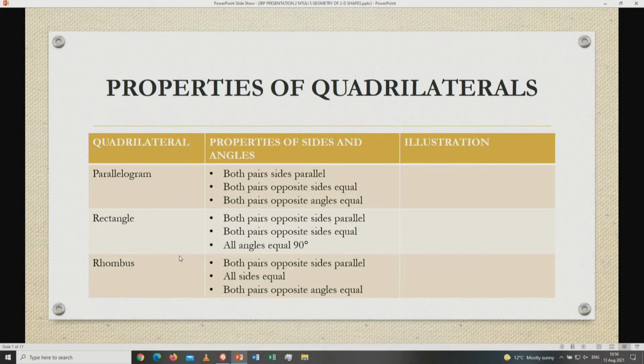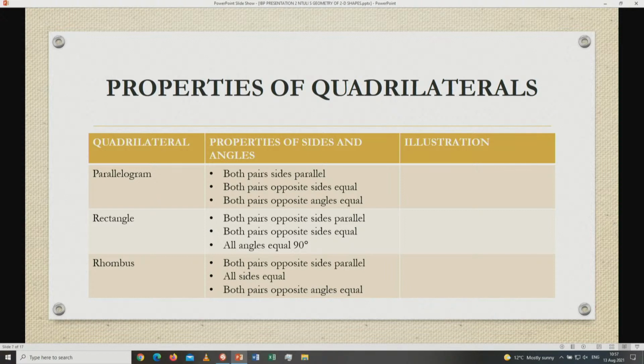Rhombus. Both pairs of opposite sides parallel in a rhombus. All sides are equal. Both pairs of opposite angles equal. Something that is opposite is something that is facing each other, like the two lines in the railway, or yourself against your mirror, meaning that you are opposite to your mirror image.